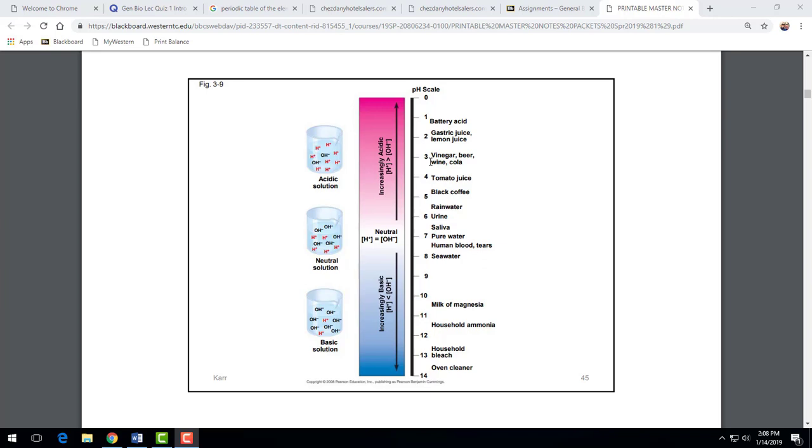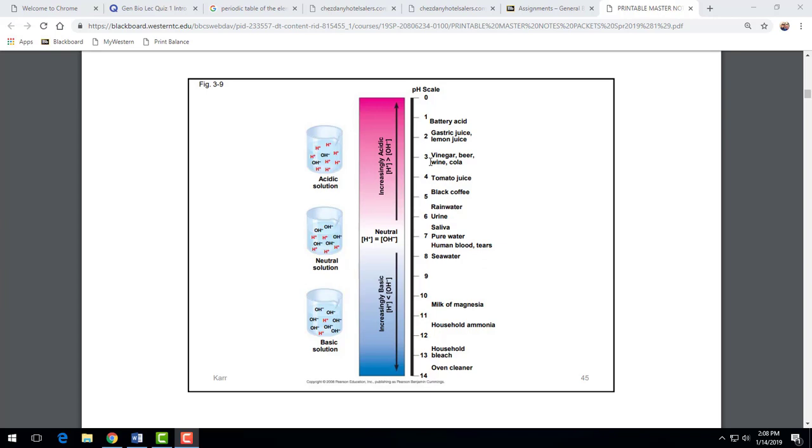What's the difference between a solution with a pH of 3 and a pH of 2? How many times more acidic are they? Because these numbers here are based on factors of 10, aren't they? So I would say a pH of 3 is 10 times less acidic than a solution with a pH of 2. Because if something has a pH of 1, it's 1 times 10 to the negative 1, right?